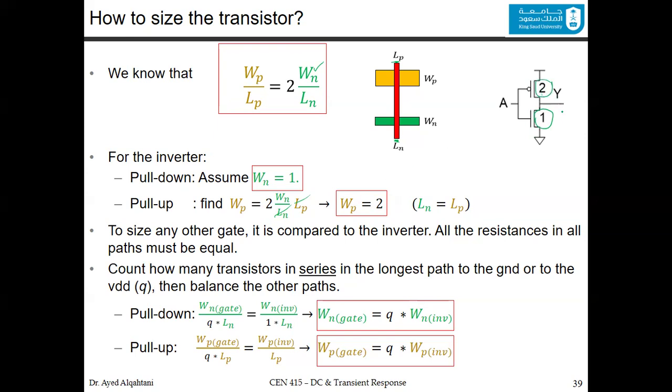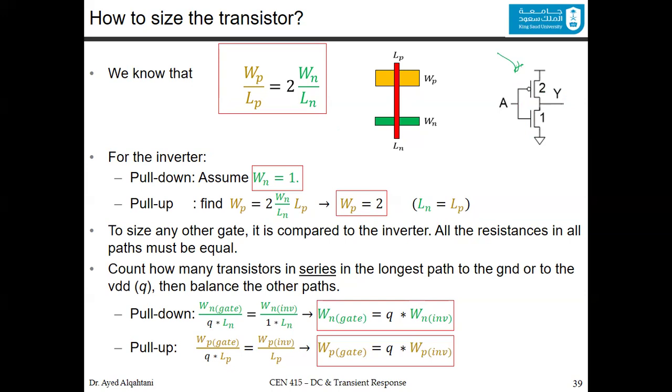If this is 4 lambda divided by 2 lambda, then in the pull up, it's 8 lambda, which is twice that, divided by 2 lambda. 2 lambda being the length, and the 4 and the 8 being the width of the NMOS and the PMOS respectively. So this is for the inverter. And the inverter, to be honest with you, that's it. You can always remember this. It's 1 to 2. That's how to size the transistors in the inverter.